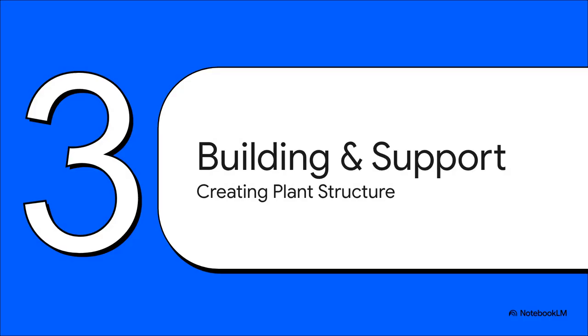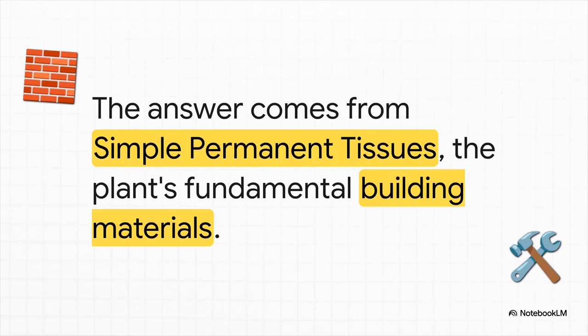Okay, so the meristems have been busy creating all these new cells, but what do those cells actually become? This brings us to our next big challenge, building the physical structure of the plant and giving it the support it needs to stand up. And the solution comes from our second toolkit, the specialists. The plant uses three main types of simple, permanent tissues as its fundamental building materials. Let's just break down what each one does.